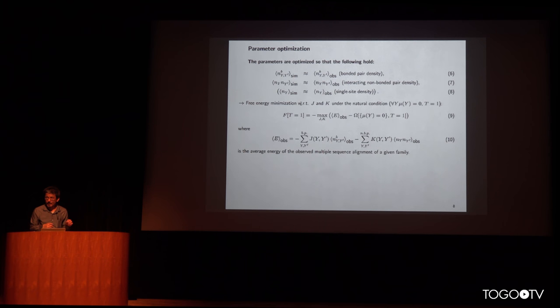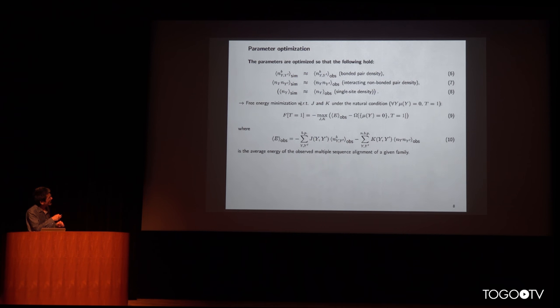And in order to carry out the simulation, we have to first determine the parameters. Those parameters are determined so that the simulated pair densities for bonded pairs and non-bonded pairs are equal to the densities observed in the multiple sequence alignment given in the PFAM database. By adjusting these densities for bonded and non-bonded pairs, it is automatically satisfied that for each site, the single-site densities for simulated and observed ones are equal.